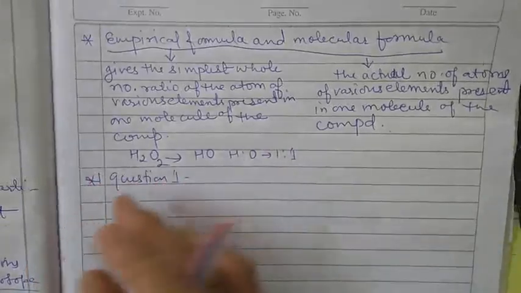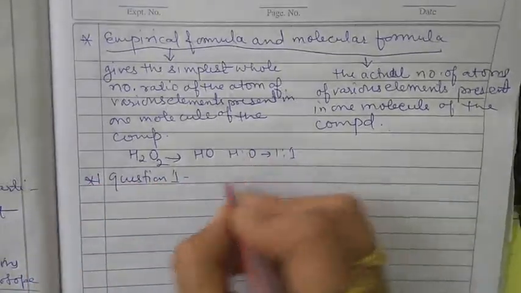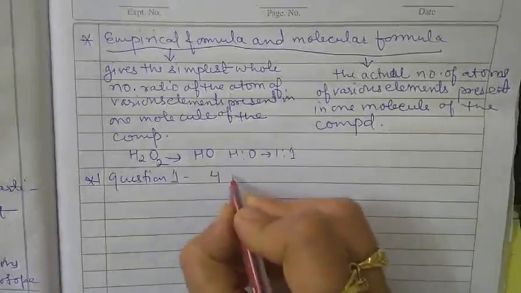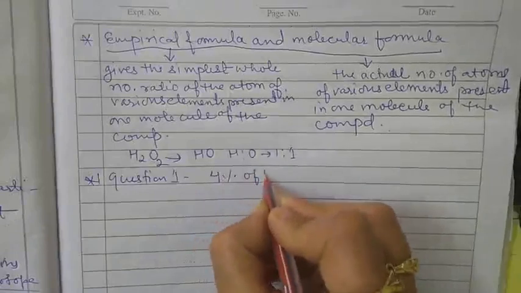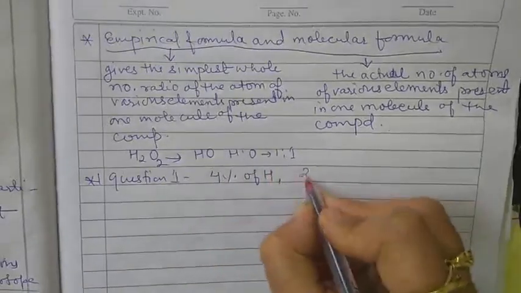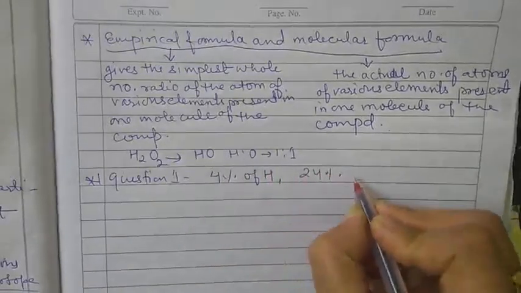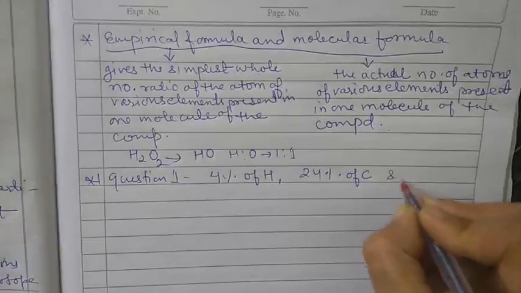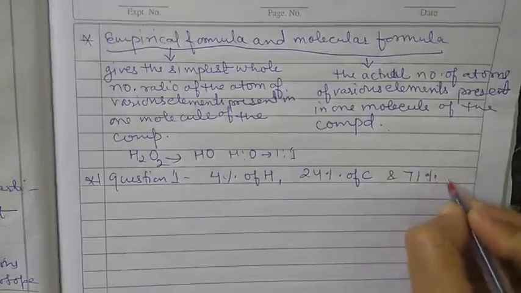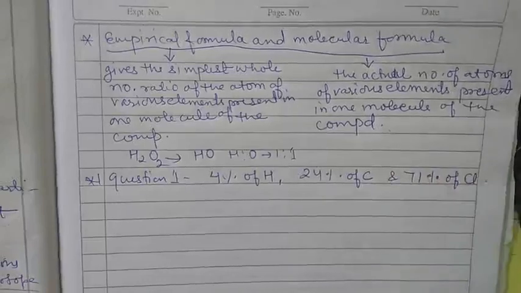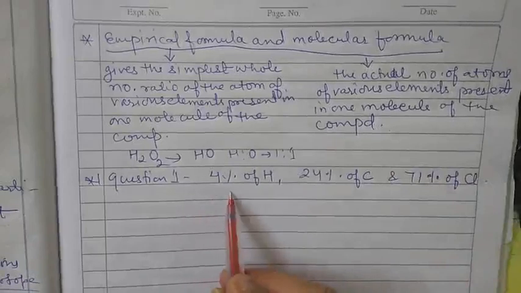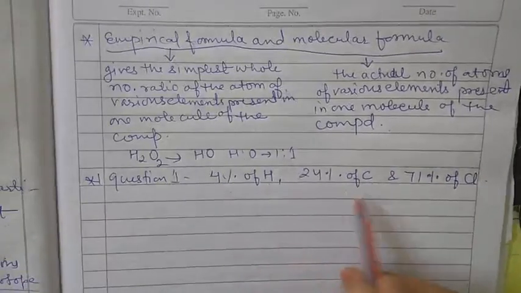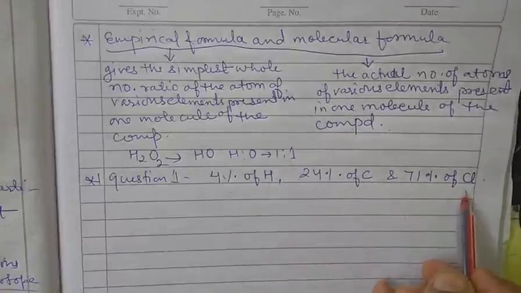Then, so we have a question. A compound contains 4% of hydrogen, 24% of carbon, and 71% of chlorine. We have a compound which contains 4% of hydrogen, 24% of carbon, and 71% of chlorine.